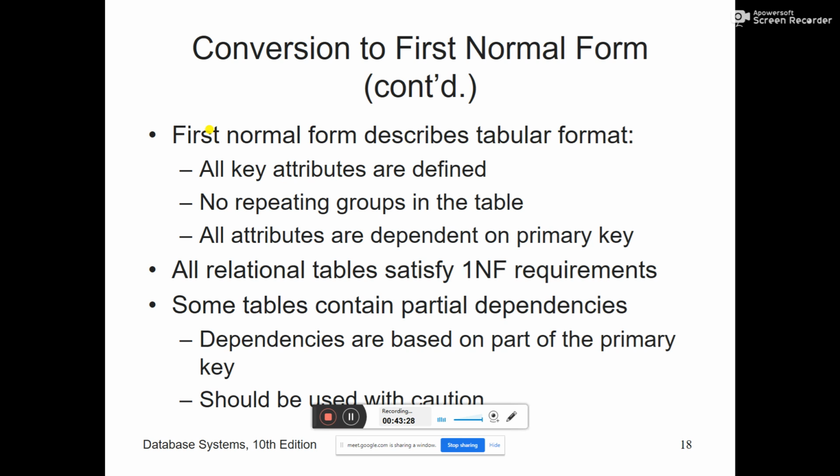So until here we have finished first normal form. Second normal form and third normal form I will discuss next, because if I leave it in the middle it will not be good, and we have only 5 minutes.